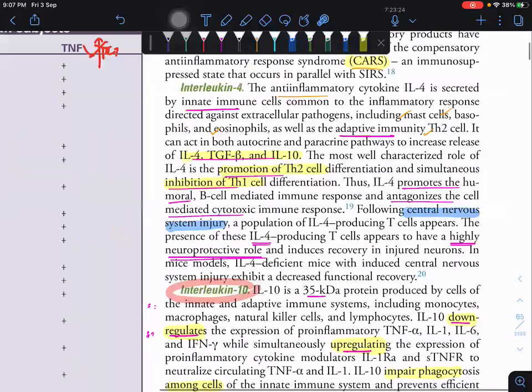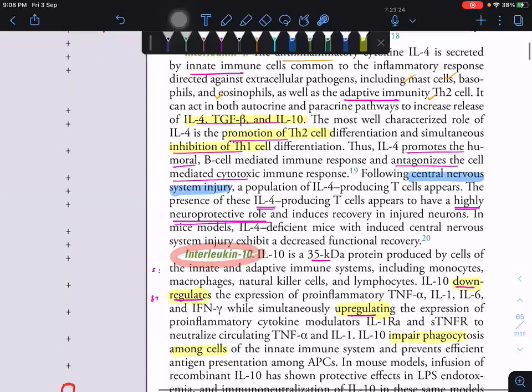Next, we come to interleukin 4. Interleukin 4 is an anti-inflammatory cytokine. It is secreted by both the innate immune cells and the adaptive immune cells. Among the adaptive immune cells, for example Th2 cells, and other cells like mast cells, basophils, and eosinophils, everything will secrete it.